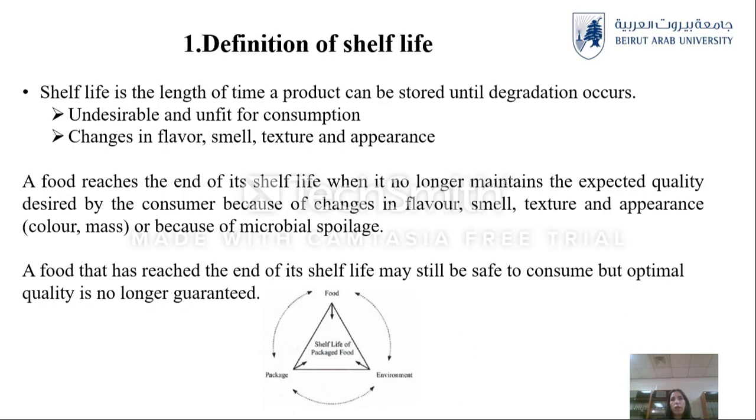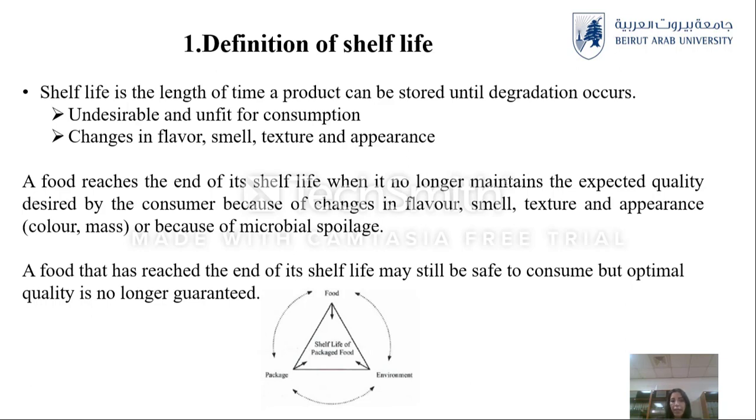So to define the shelf life, what is the shelf life? The shelf life is a period of time a product can be stored until degradation occurs. So the shelf life of the food will end whenever the food becomes undesirable or unfit for human consumption, or whenever we are facing any change in the flavor, smell, texture, or appearance of the food. So the shelf life takes into consideration not only the safety of the food, but also the quality aspects. Quality means the organoleptic characteristics: flavor, smell, texture, and appearance.